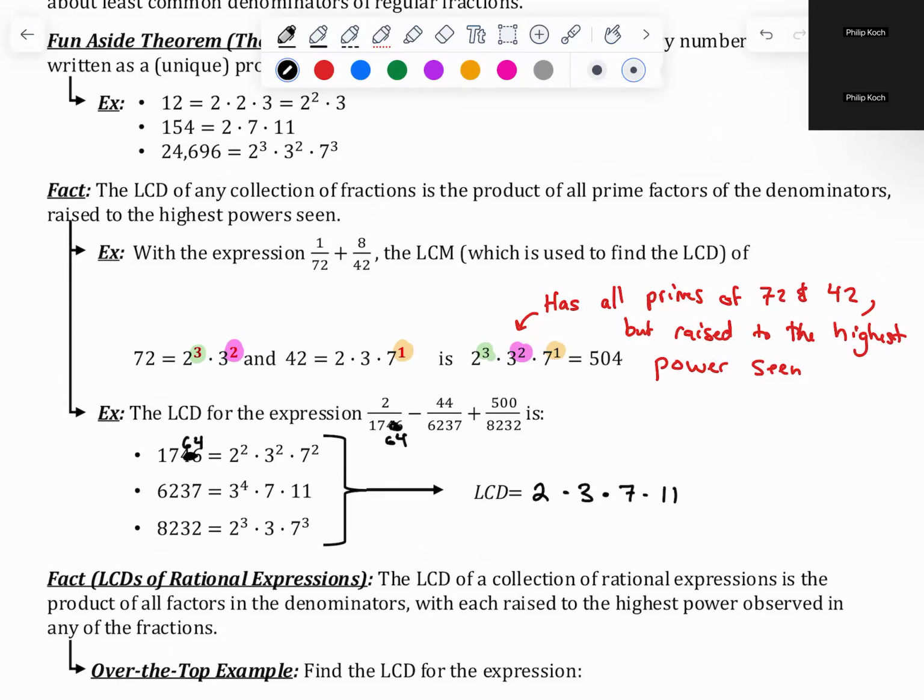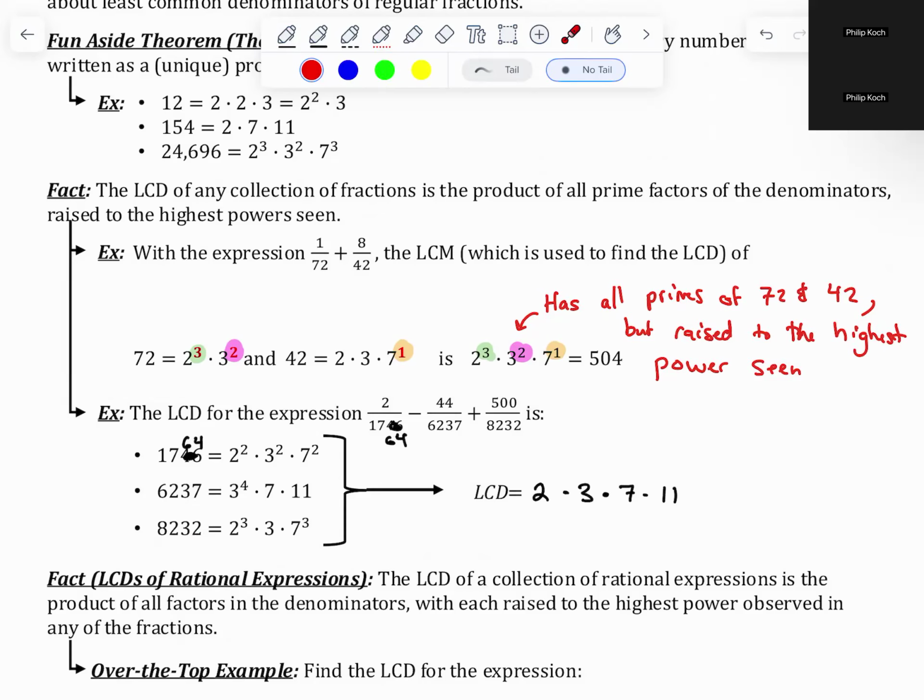It has to have all the prime factors. Otherwise, the original numbers would not divide into it. If it doesn't have an 11, 6,237 won't divide into it. It has to have an 11. There's no other way around it. In order for it to divide 1,764 and 8,232, it has to have a 7.